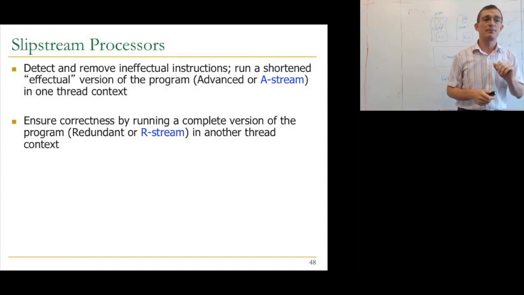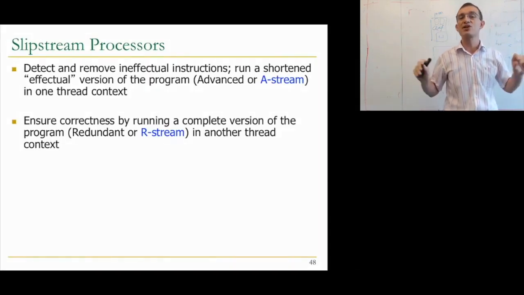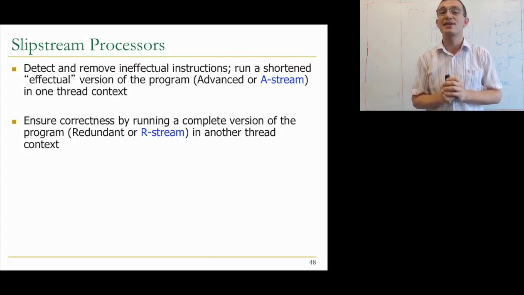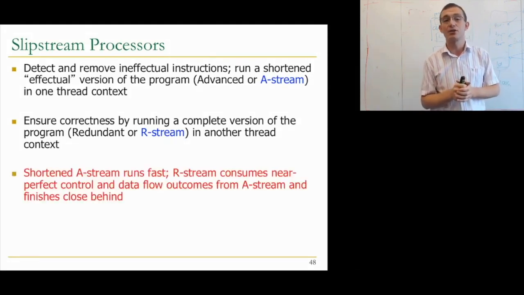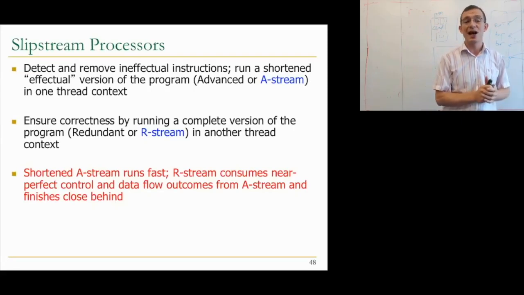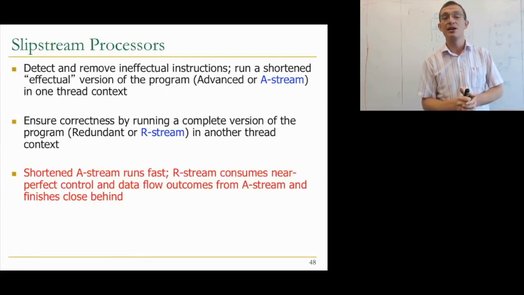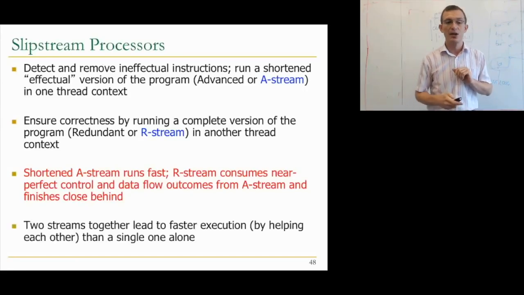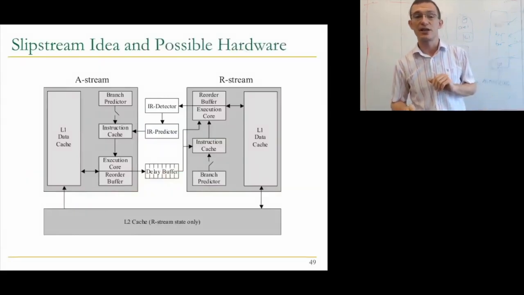Basically, slipstream processors detect and remove ineffectual instructions and run a shortened effectual version of the program, the advanced or A stream, in one thread context. They ensure correctness by running a complete version of the program, the redundant or R stream, in another thread context. The shortened A stream runs fast, and the R stream consumes near perfect control and data flow outcomes from the A stream and finishes close behind. The two streams together lead to faster execution by helping each other than a single one alone.